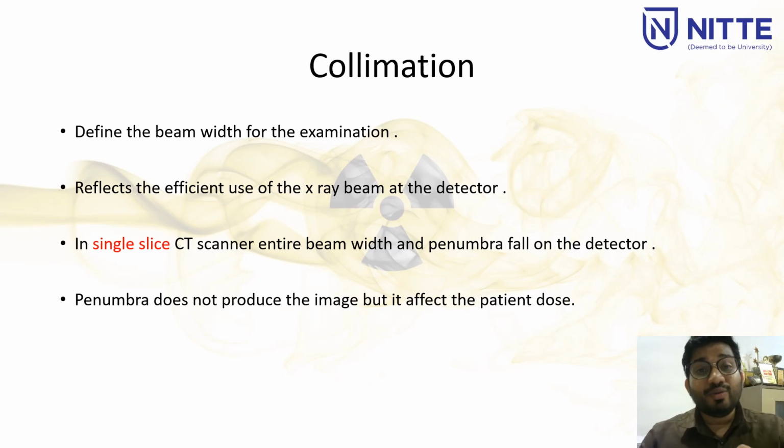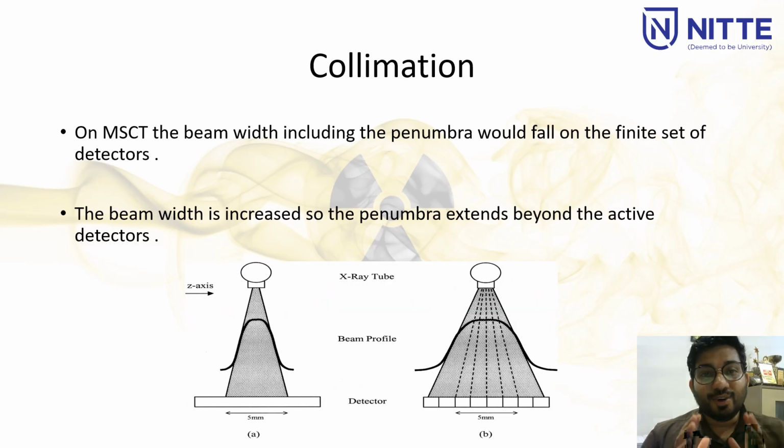Now we'll look into what will happen if the beam falls on multi-slice CT scanners. In multi-detector computed tomography, the beam width including the penumbra would fall on a finite set of detectors. There are more detectors which are inactive, according to the FOV that we select. So the beam width is increased, and the penumbra extends beyond the active detector.